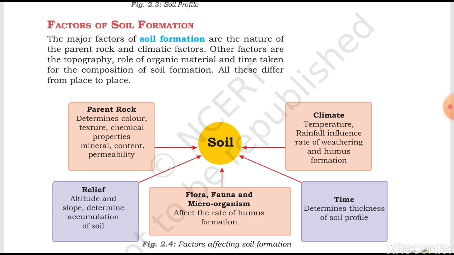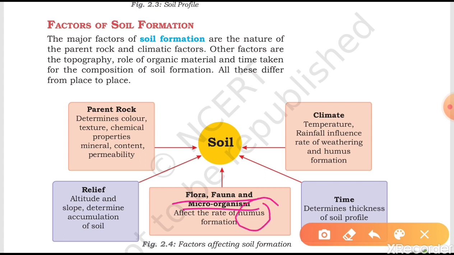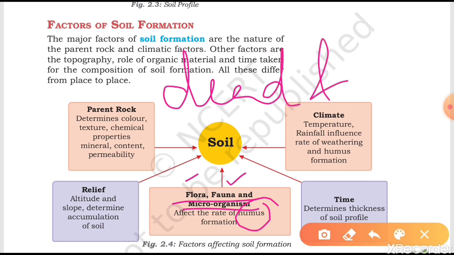Okay, the next factor is flora, fauna and microorganisms. Flora, fauna and microorganisms affect the rate of humus formation. We all know that flora means the plantation and fauna means the wildlife, and microorganisms are the microbes which we see through a microscope, right? So this affects the humus formation. As we have just done, humus is nothing but the dead and decaying particles in the soil, which is responsible for making the soil more fertile.